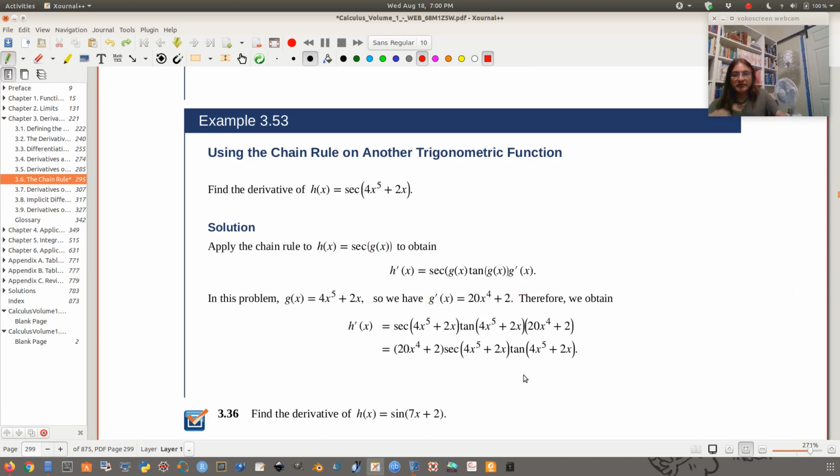Okay, find the derivative of this, sine of g(x). So derivative of sine of g with respect to g is cos of g. So cos of 7x plus 2 times the derivative of this with respect to x, which is just 7. So 7 cosine 7x plus 2.